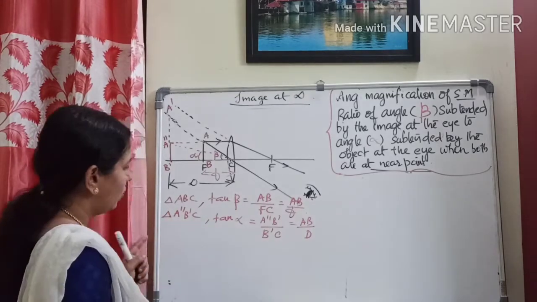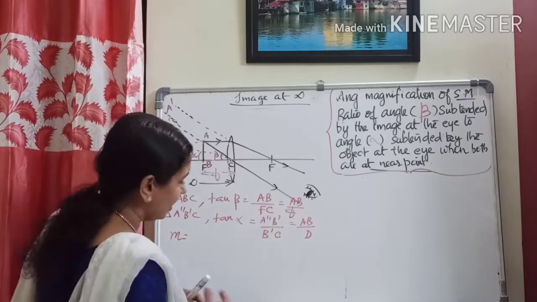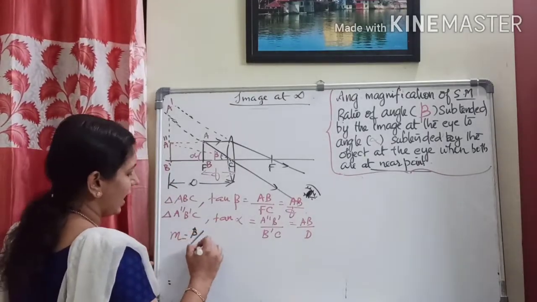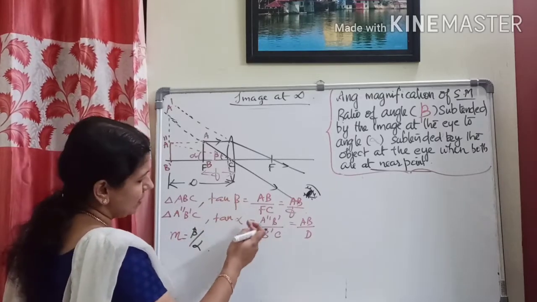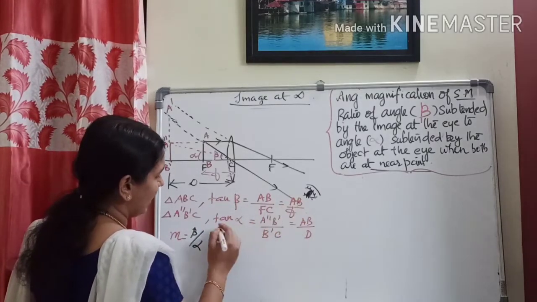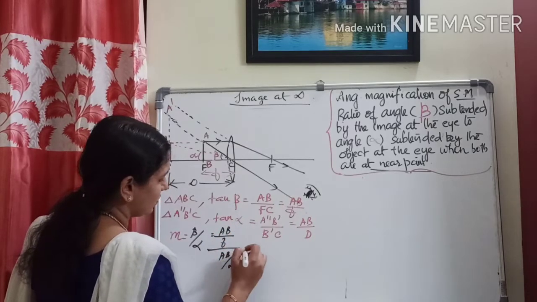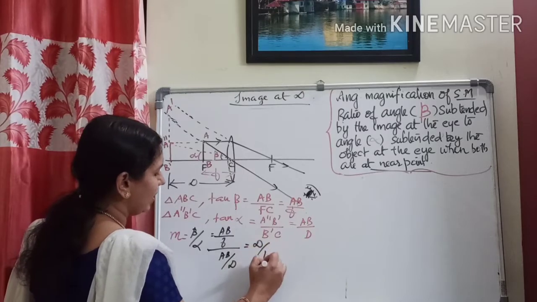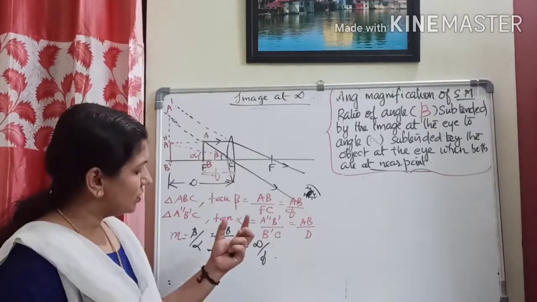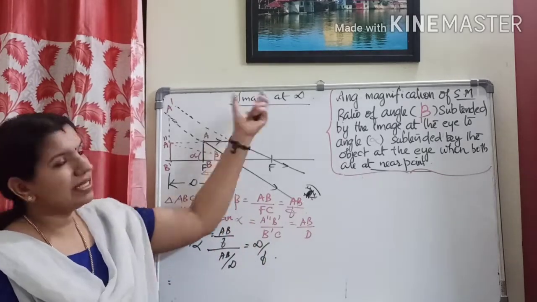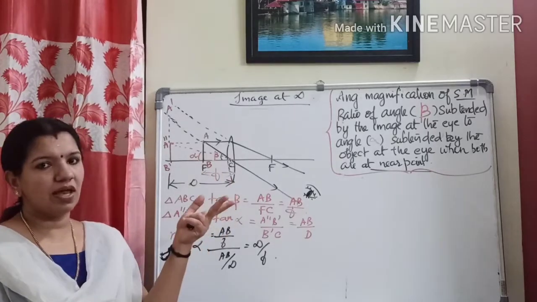Okay. Now, magnification M is equal to beta by alpha. Beta by alpha. Angles are small, so you can omit tan. So beta by alpha will give you AB by F by AB by D, isn't it? Or D by F. D by F. Understand? So this is the case where your image is at infinity. Simple only, just understand that, and some assumptions are there, that's all.